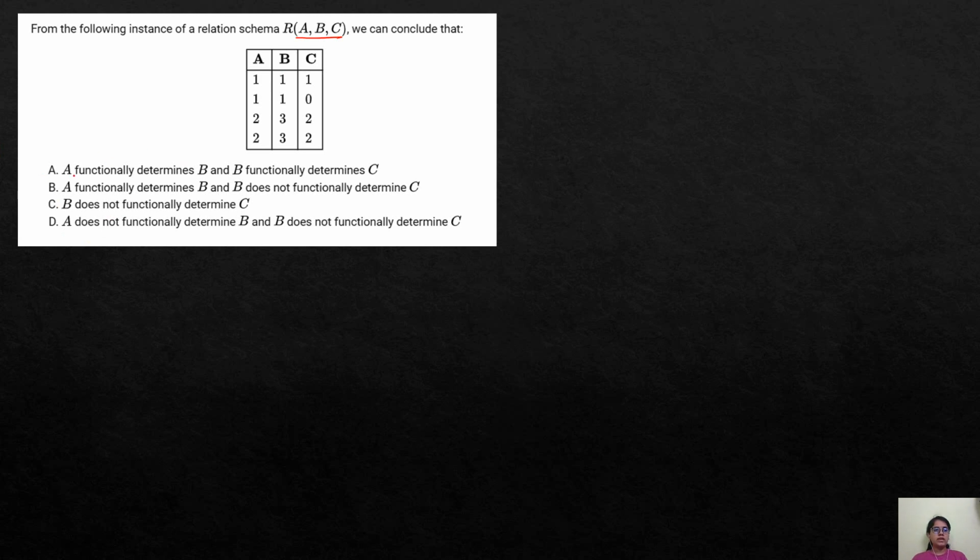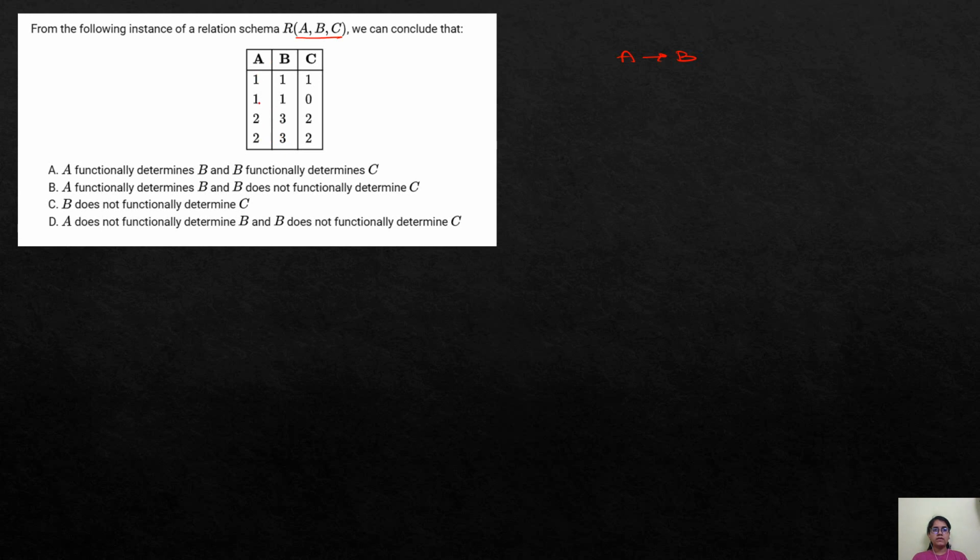Option A says A functionally determines B and B functionally determines C. Let's check option by option which is the correct answer. What is this statement saying? A functionally determines B. Let's check if this is true for this table. 1 and 1 is there, 1 and 1 is there, 2 and 3 is there, 2 and 3 is there. So we don't have any problem.